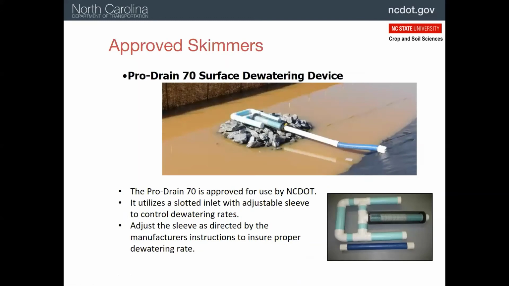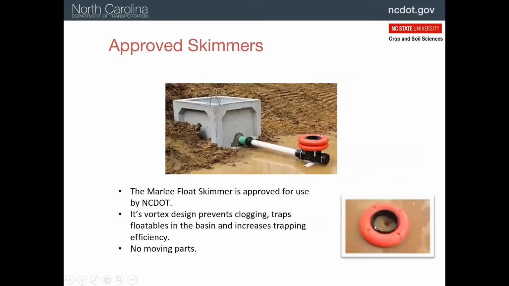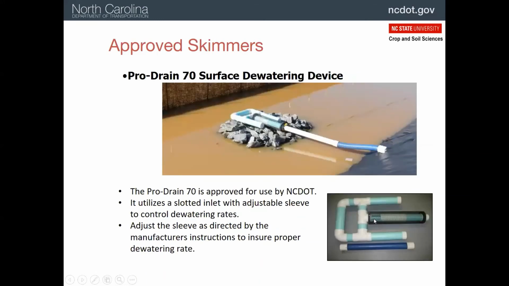So this is the ProDrain 70. Again, pretty different concept. If you look down here on the right, you've got this outer screen that prevents trash from getting in, but inside that, there's a sleeve, this white sleeve, that you move up and down across these slots to adjust the flow. So you look at their table, and if you need a certain flow, you move this sleeve out or up to get flow changes. So kind of a clever idea.